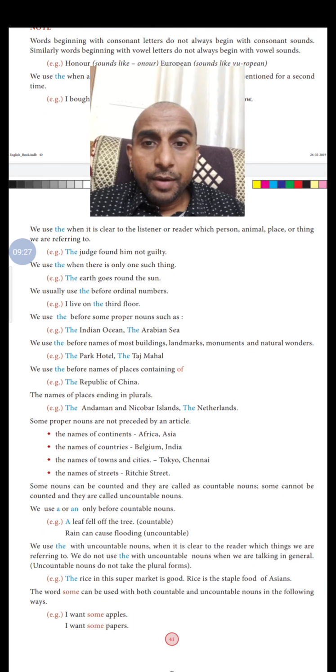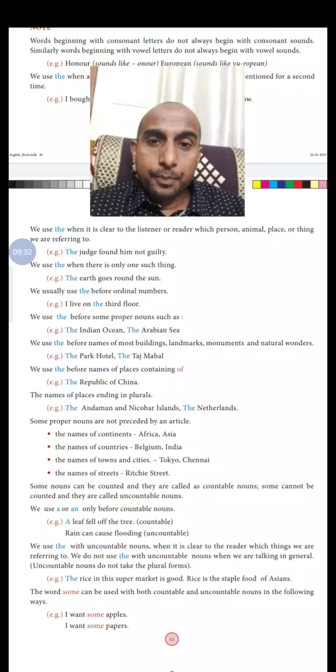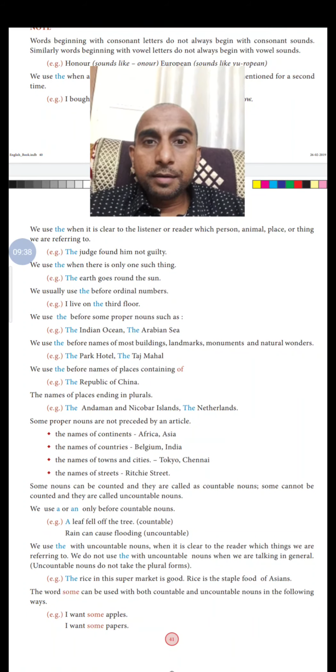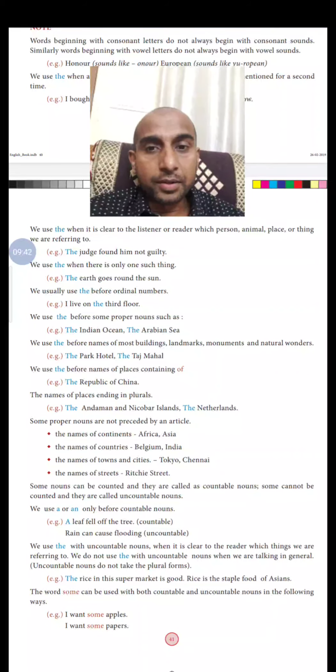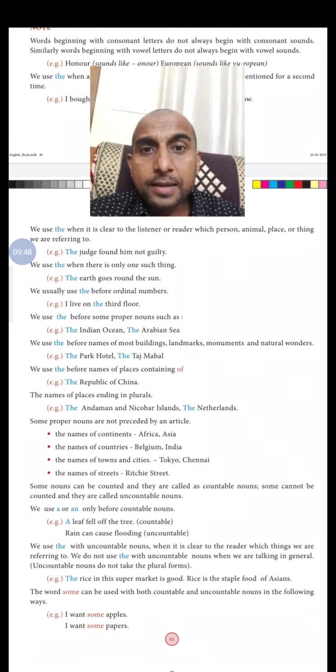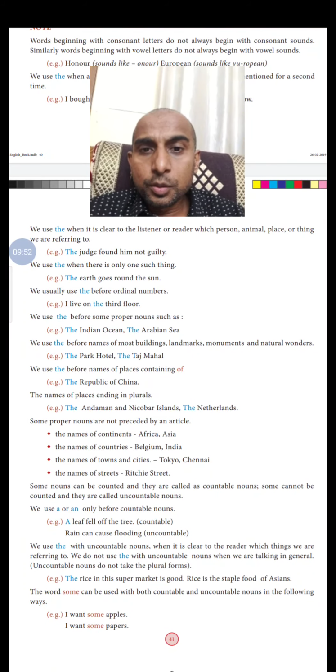And then we use the before names of important places. For example, the Republic of China, etc. Then we use the before the names of places ending in plurals. If the place name ends in plural, more than one thing, that is called plural, which you know.